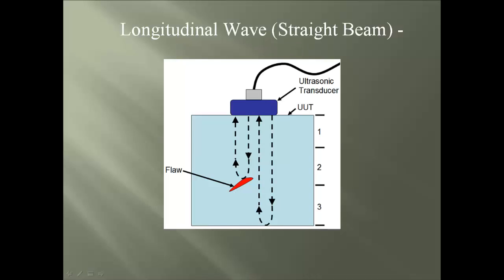Now, there are two basic types of transducers. We look at the longitudinal wave, also known as the straight beam, which is used to determine material thickness or depth of a defect below the surface, plus it is also used for checking lamination in heavy thick material. This is basically done by transmitting the sound into the subject perpendicular to the surface.